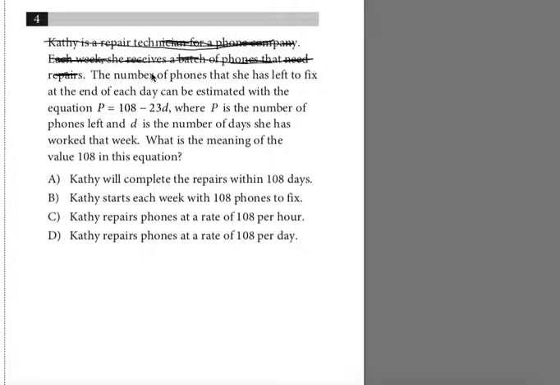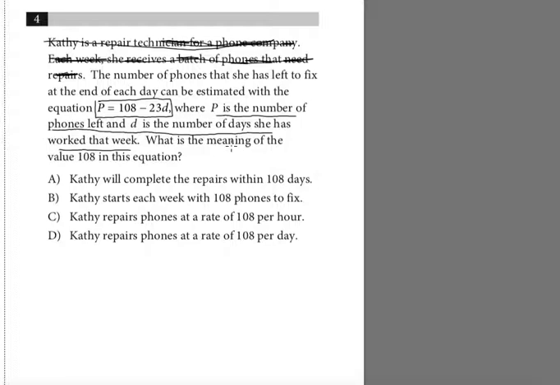The number of phones she has left to fix at the end of each day can be estimated with the equation P is equal to 108 minus 23D, where P is the number of phones left and D is the number of days she has worked that week. Alright, so a lot of important things in this sentence alone. This right here looks like it's pretty important. It's an equation. P is the number of phones left, and that looks pretty important. And D is the number of days she has worked that week, alright? What is the meaning of the 108 in this equation, alright?